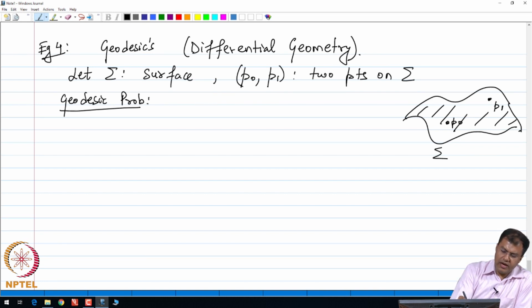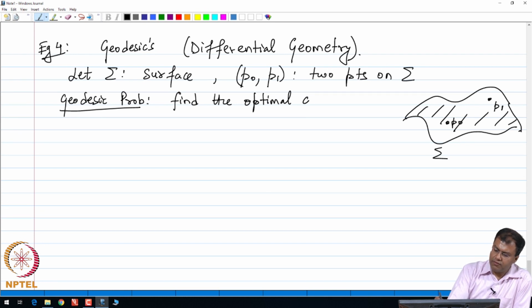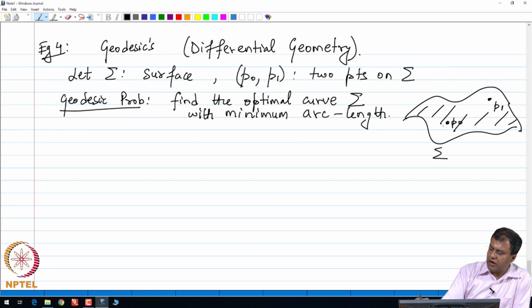The geodesic problem says we need to figure out the optimal curve with minimum arc length. Okay. So, we have to figure out the curve passing between the 2 points P0 and P1, so that the total length of the curve is minimum.